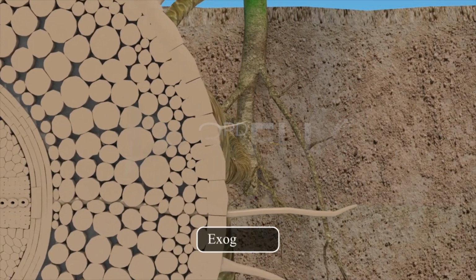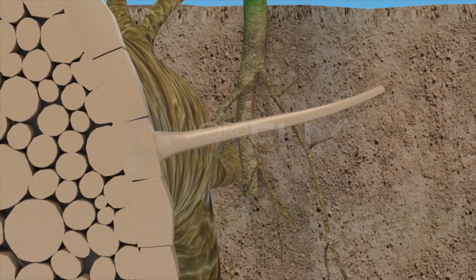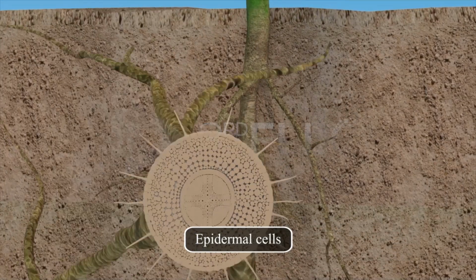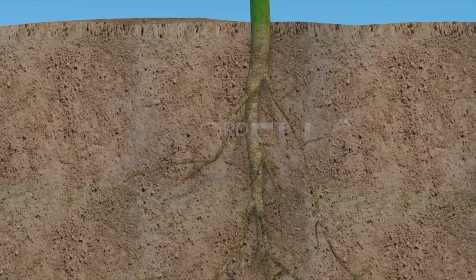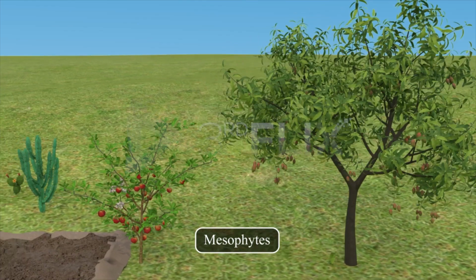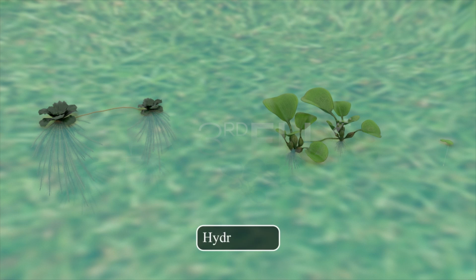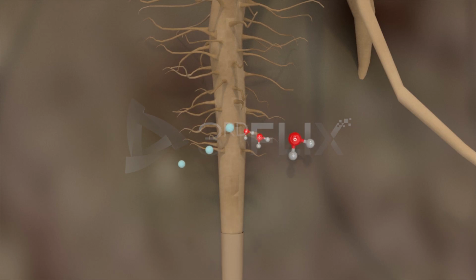Root hairs are exogenous because they are extensions of the cell walls of epidermal cells. Root hairs are found in mesophytes and xerophytes, but are absent in hydrophytes. These root hairs absorb water and minerals from the soil.